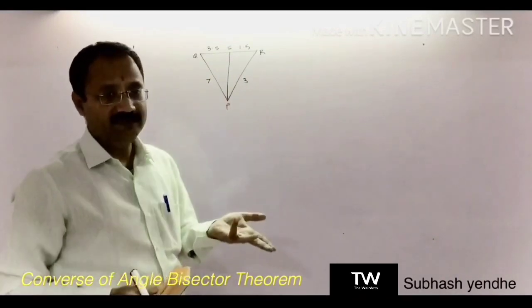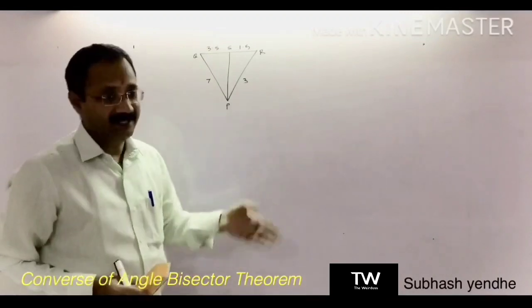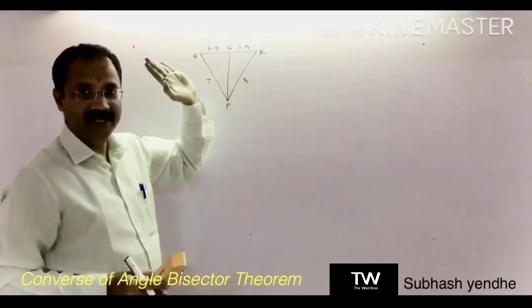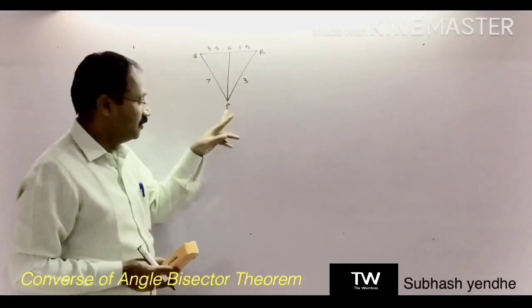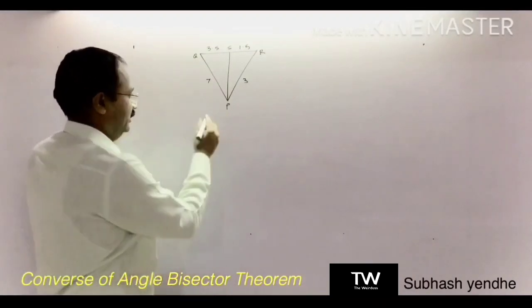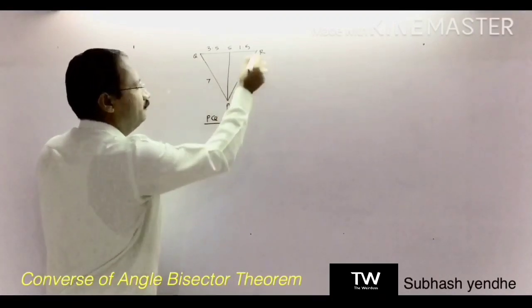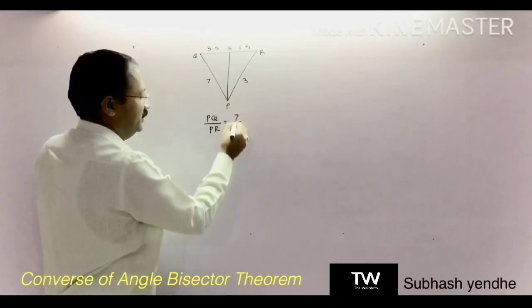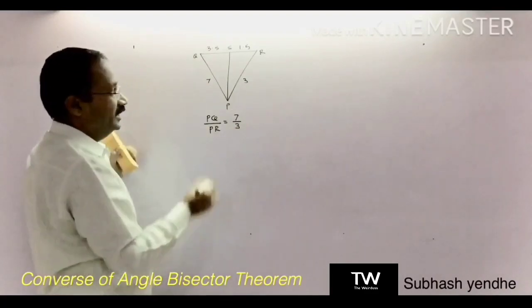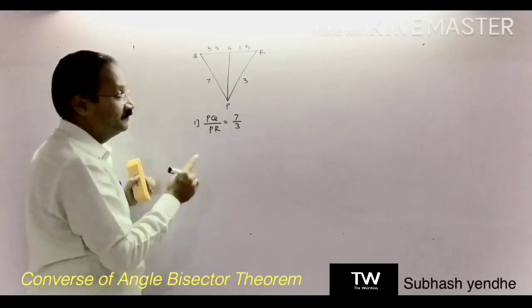Then how can we prove this? It's very simple. If the ratio is the same, then it will be an angle bisector. Then which is the vertex? P. So from P you have to start. First find the ratio PQ upon PR. PQ is given 7, PR is given 3. Therefore its ratio is 7 upon 3.